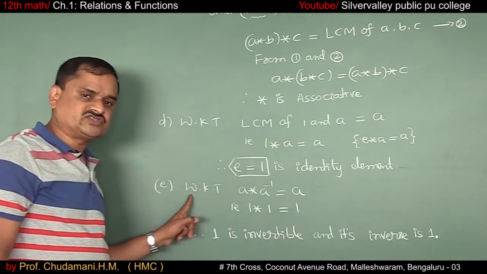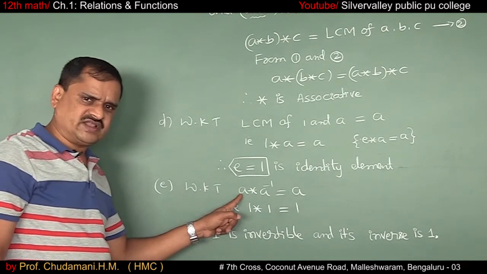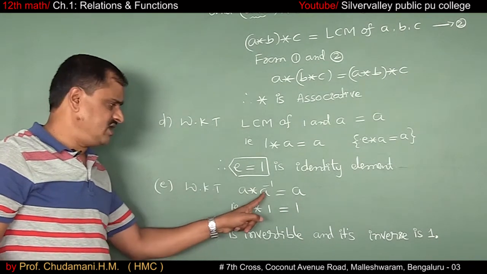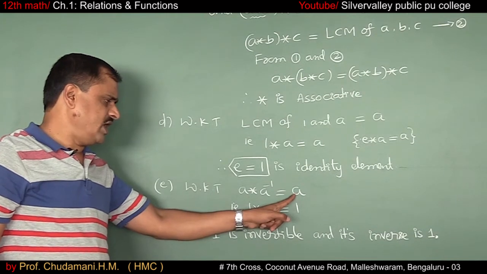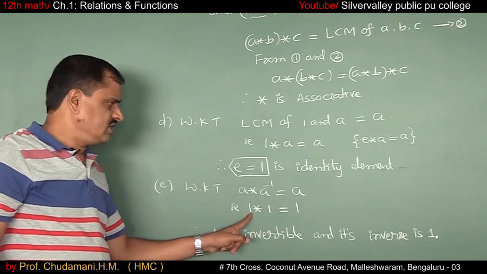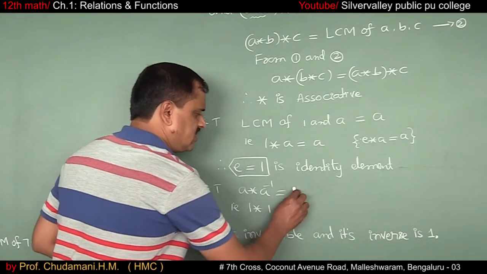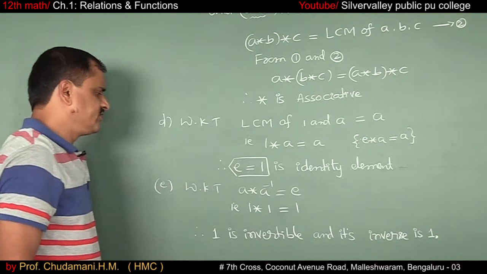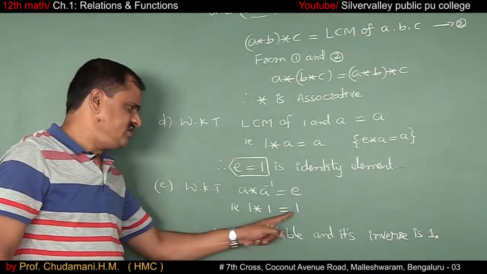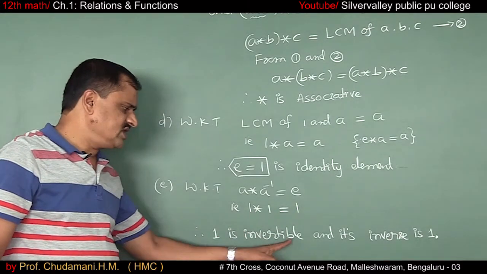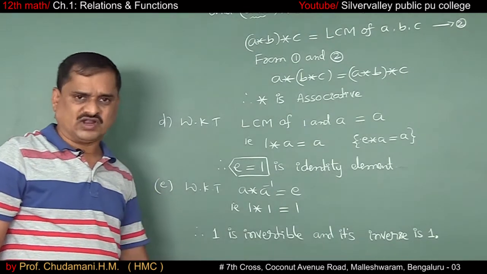Again, by the inverse law, for every element A belonging to the set of naturals, there exists an inverse of A such that A star A inverse is equal to E, the identity. A star A inverse is equal to E. So, A is 1, and A inverse is also 1. This is of the form where E is 1. So, 1 is invertible, and its inverse is 1.